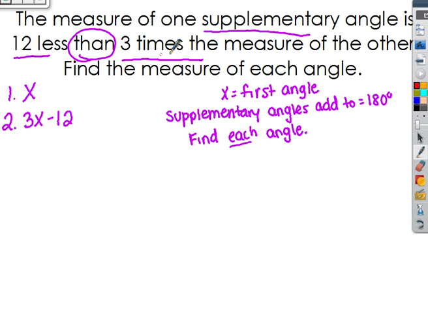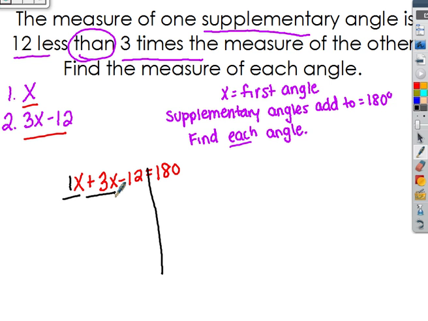So I told you before that supplementary angles add to be 180. Well, this is my first angle, and this is my second angle. So that means if I add those 2 together, I'll get 180. So now I can, again, just solve my equation like I already know how. Can't distribute, but I can combine like terms. 1x plus 3x is 4x minus 12. All my variables are on the same side, so I can box this one.